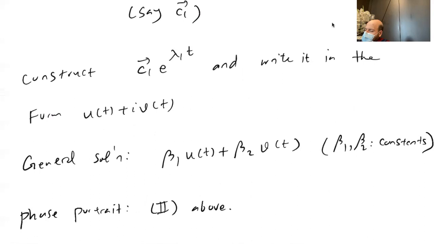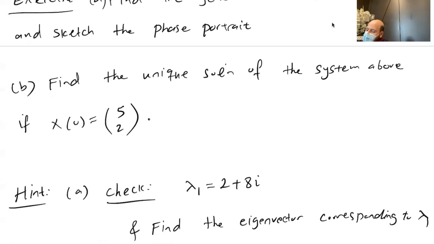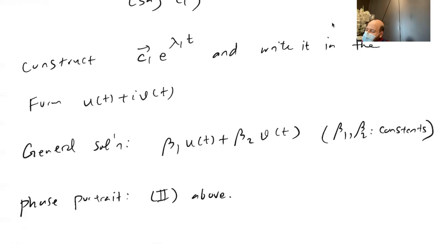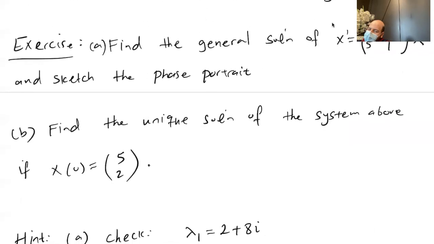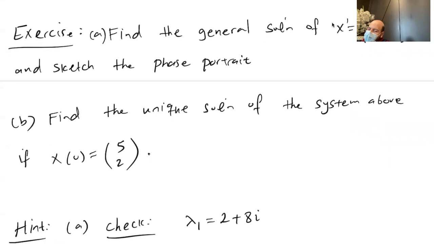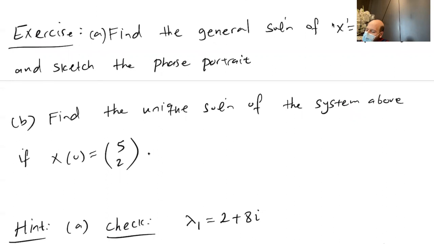And now how do we find the constants? If you have the initial condition, we can write x of 0 here, which will be beta 1 u of 0 plus beta 2 v of 0, and that's equal to 5 and 2. So that will give you two equations with two unknowns, beta 1 and beta 2. And then you will be able to find beta 1 and beta 2.